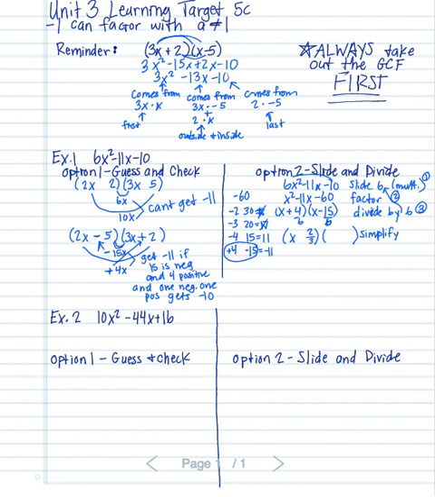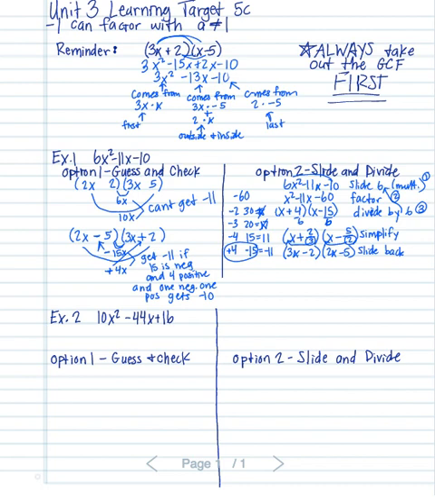Then we've got 15 and 6. 3 can go into both of those. 15 divided by 3 is 5. 6 divided by 3 is 2. Last step is to slide back. So you take whatever's on the bottom and you slide it back up front. So we'd have 3x minus 2 and 2x minus 5.